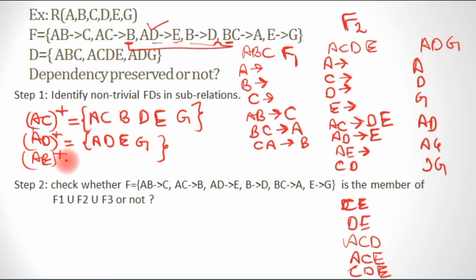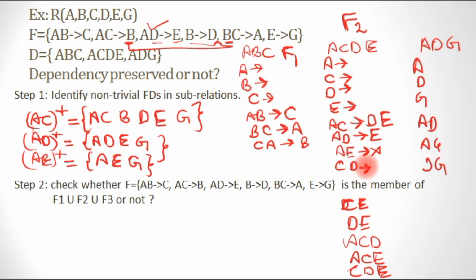AE plus. So AE determines E, E determines G. Okay, that's it. So we can say AE determines nothing in this.